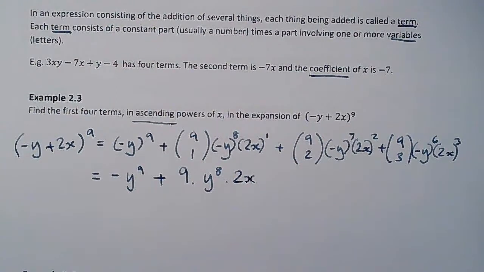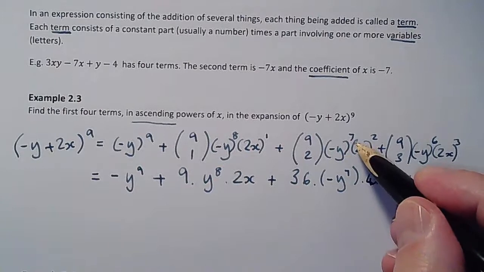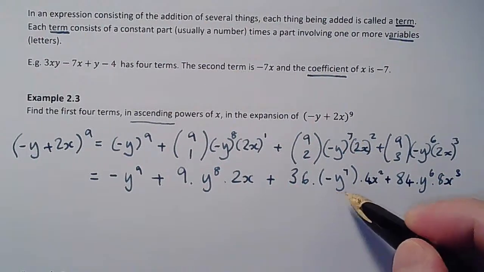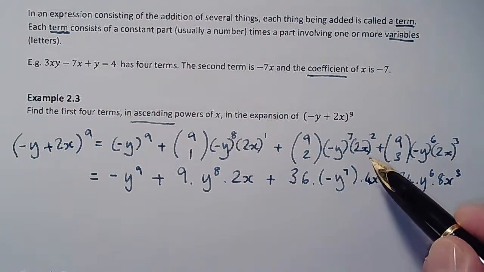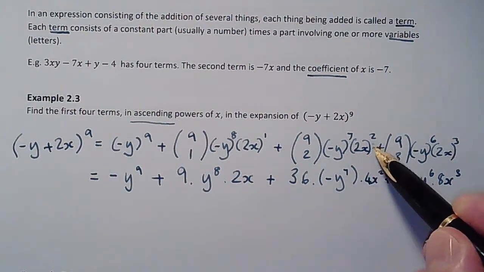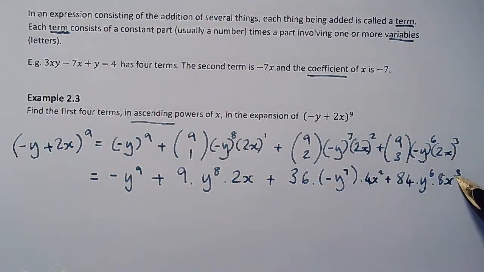And I do the same thing for the remaining 2 terms. So when I do minus y to the power of 7 and it's negative, I need to keep those brackets so it doesn't look like a subtraction. And when I do powers of 2x, because the 2 is inside the brackets, the 2 gets squared to 4 and the 2 gets cubed to 8 here. Okay, so there's quite a lot going on.